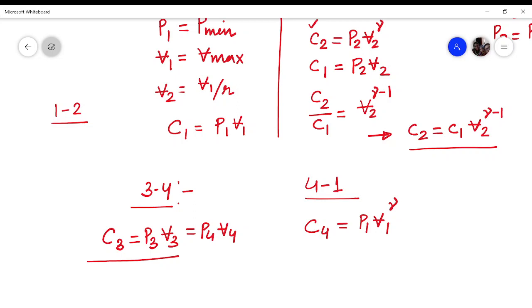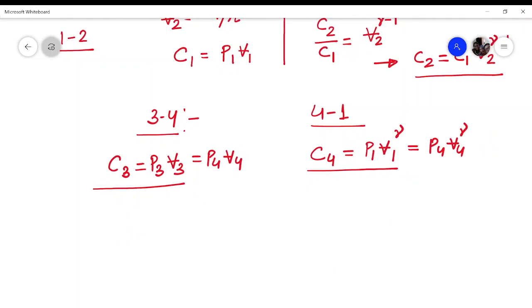Okay, getting the point or not? And that is also equal to P4 V4 to the power gamma. Very good. So C4 will be evaluated from here. Now if you look the C3 and this value and C4 and this value and divide this C4 by C3, this C4 by C3 will be what?